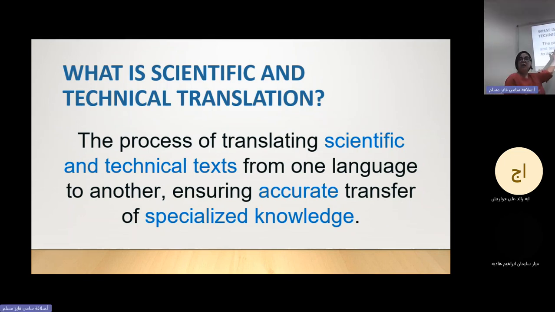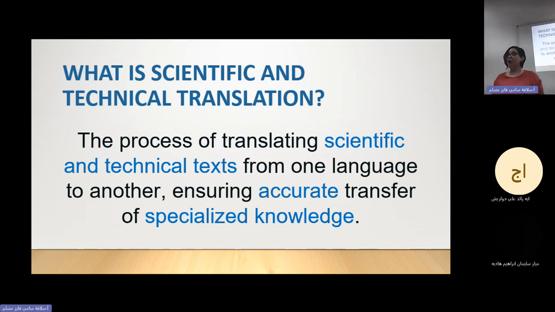حللوها. You have three main words. You have scientific, you have technical, and you have translation. The knowledge. Knowledge of what? The knowledge of translating what? Text. Text in what? In what? Language. In what? In sciences and technology. Okay?